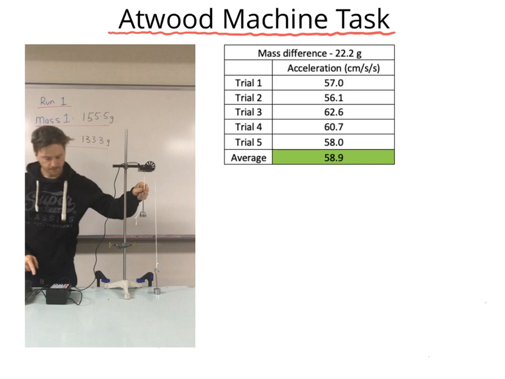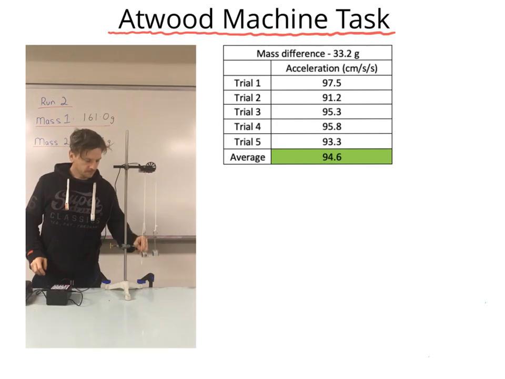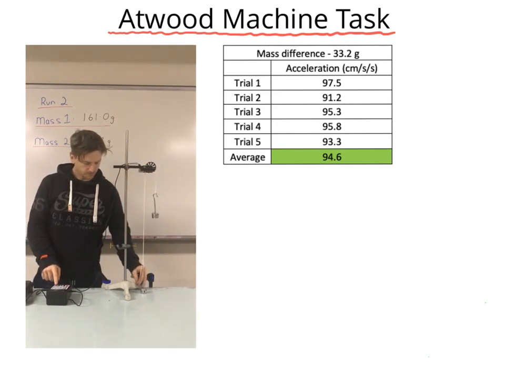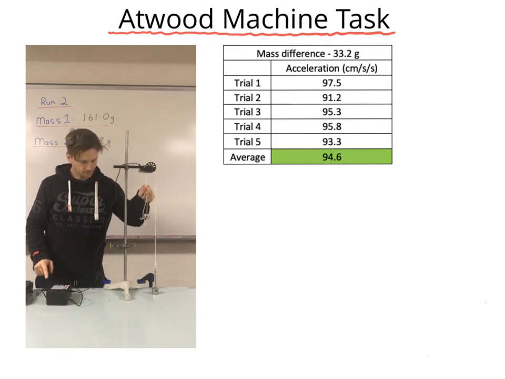The mass difference for this run was 22.2 grams. The smallest acceleration recorded was 56.1 centimetres per second, and the greatest 62.6. The mass difference for this run was 33.2 grams. The smallest acceleration recorded was 91.2 centimetres per second, and the greatest 97.5.